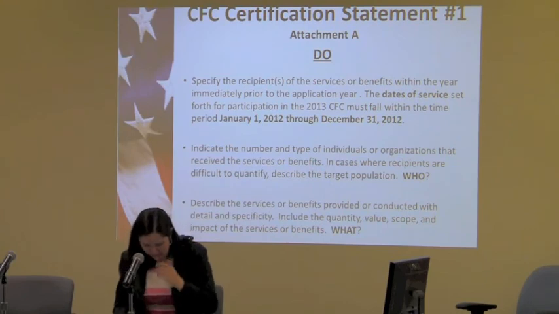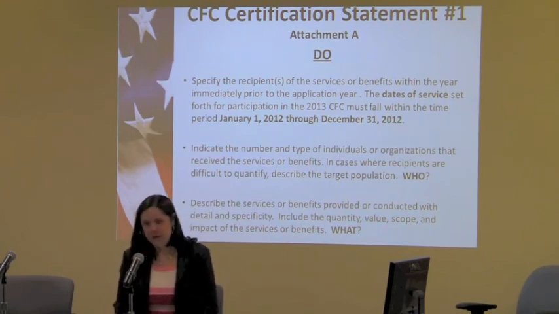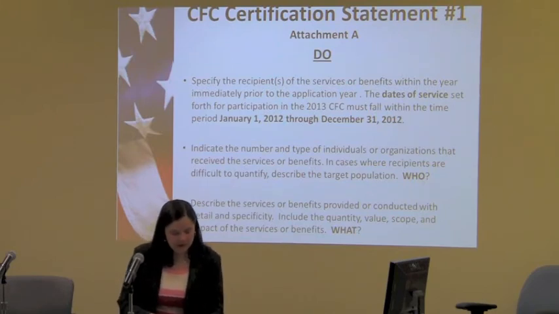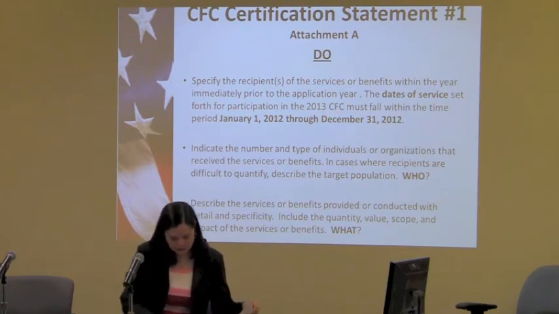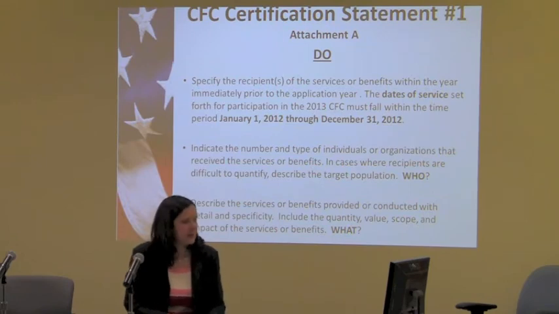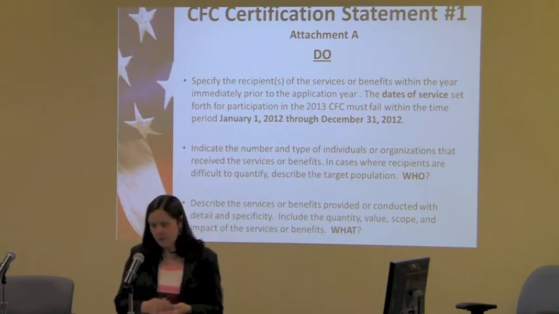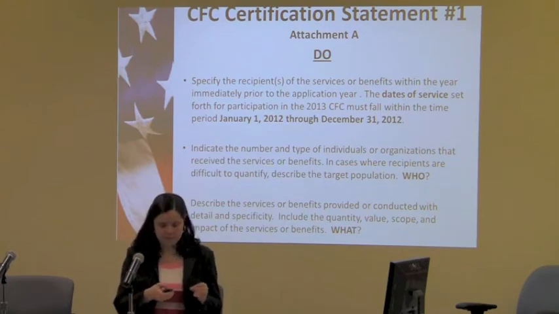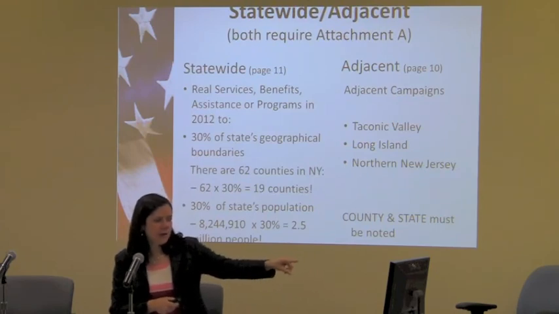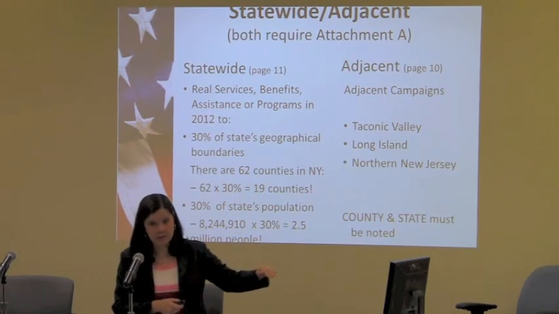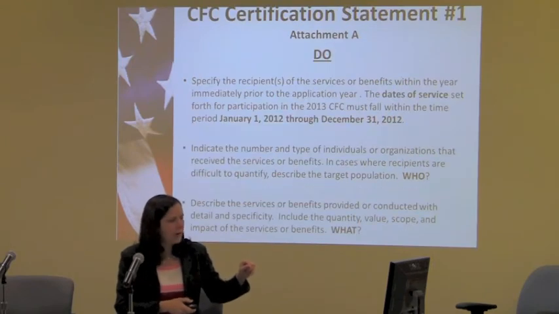Attachment A turns out to be a complicated thing for people to get right. One of the things I have given you in the packet is a sample of what it will look like, but I'll pull that up in a second. This is just a sample, but the basic idea is there. There's a bunch of do's and don'ts. What we're really looking for is a super concise, super succinct explanation of real services, benefits, assistance or programs offered in 2012. The only year that counts for this particular one is 2012. What you did last year in offering real services, benefits, assistance, or programs.